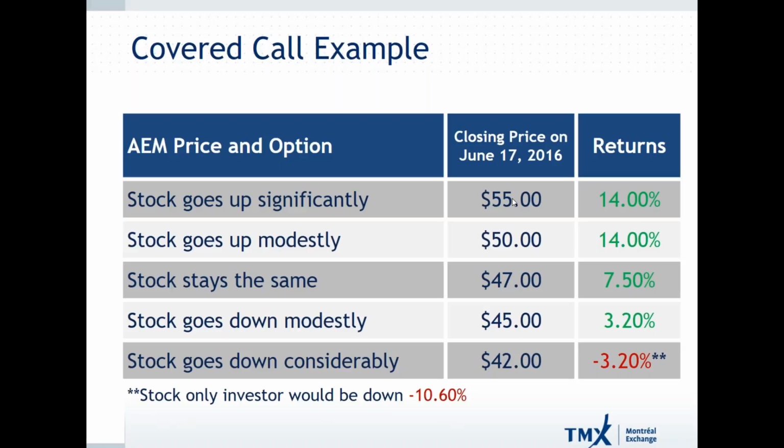Even if the stock went down to $45, we'd still be up 3.2%. Now, if the stock dropped all the way down to 42, as an example, we'd actually be only down 3.2%, and the reason is that the $3.50 premium that we collected from selling that option contract offset some of the downside. So the stock-only investor would be down 10.6%, while the covered call writer is only down 3.2%.